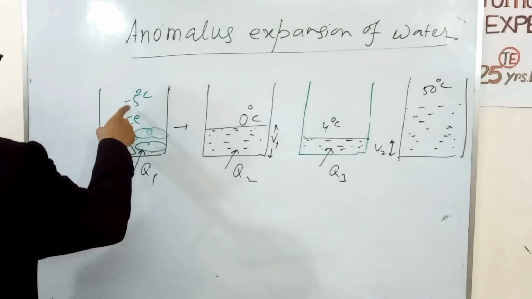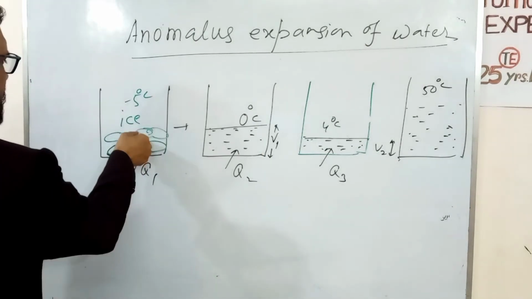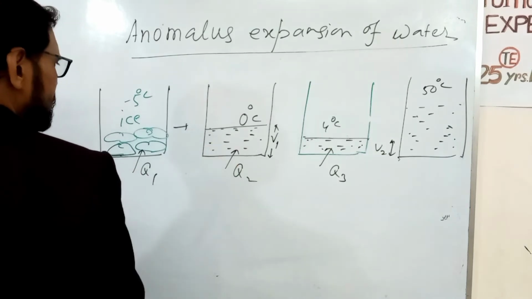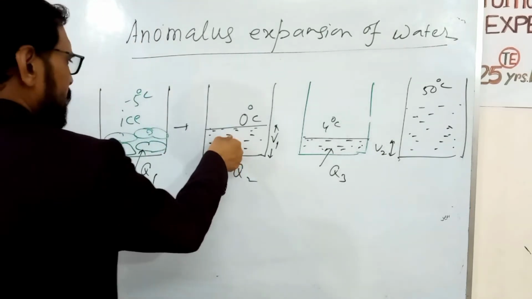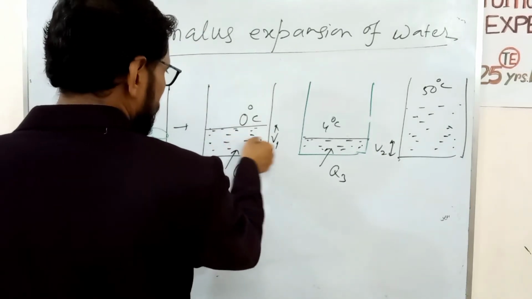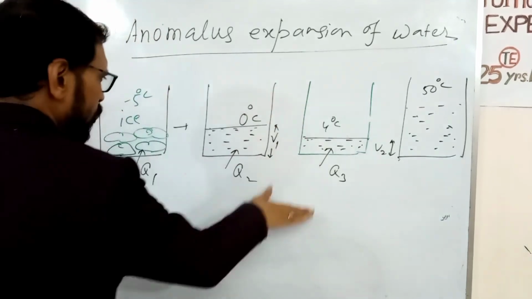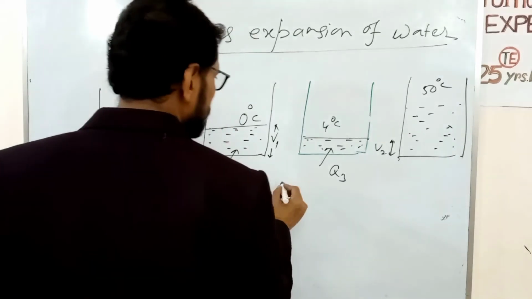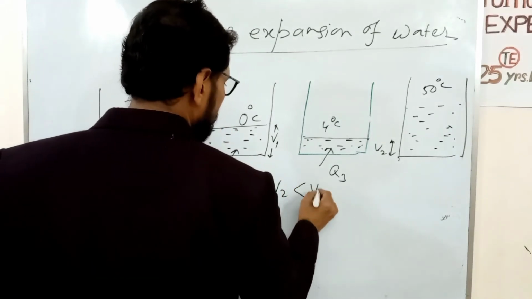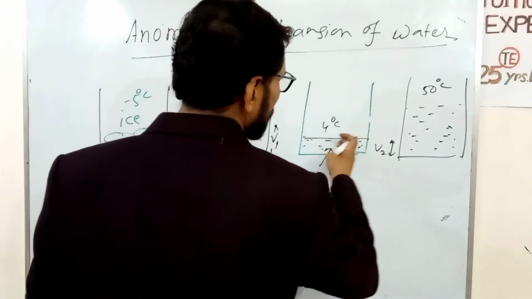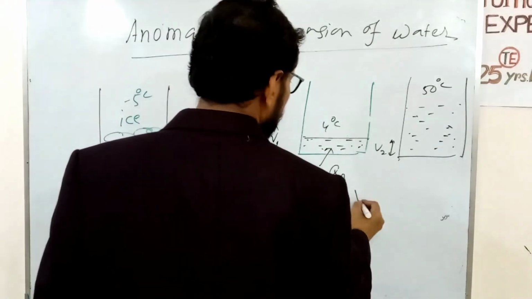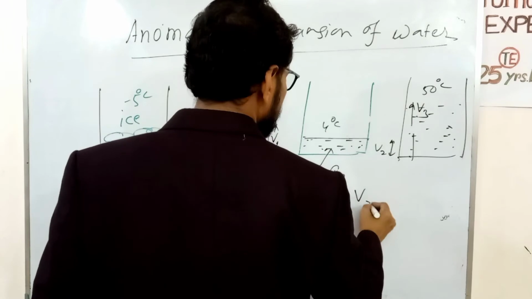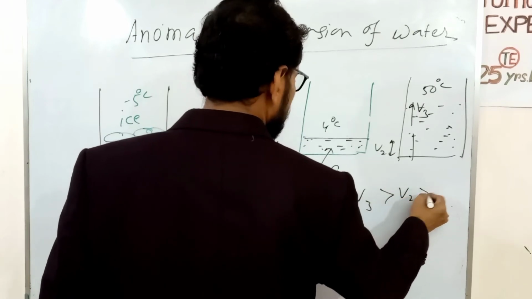In a container, there is ice at a temperature of minus 5 degrees centigrade. When heat is supplied, the temperature rises. Suppose it reaches 0 degrees centigrade. Now when heat is supplied, the temperature rises from 0 to 4 degrees. The volume of the water decreases, that is V2 is now less than V1. Again, when the temperature rises from 4 to 50 degrees centigrade, suppose the volume is V3, then V3 is greater than V2, which is greater than V1.